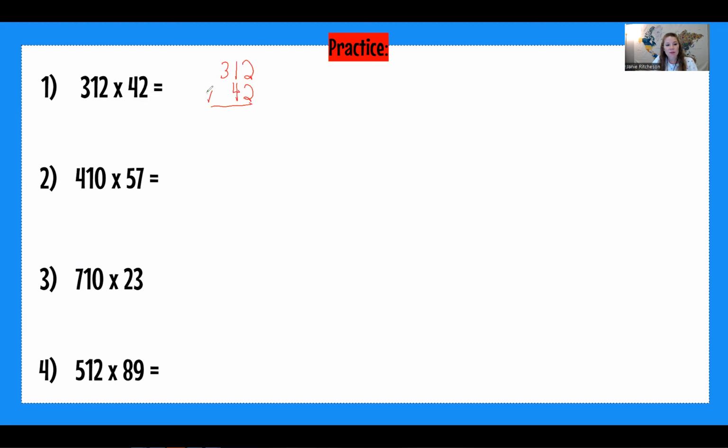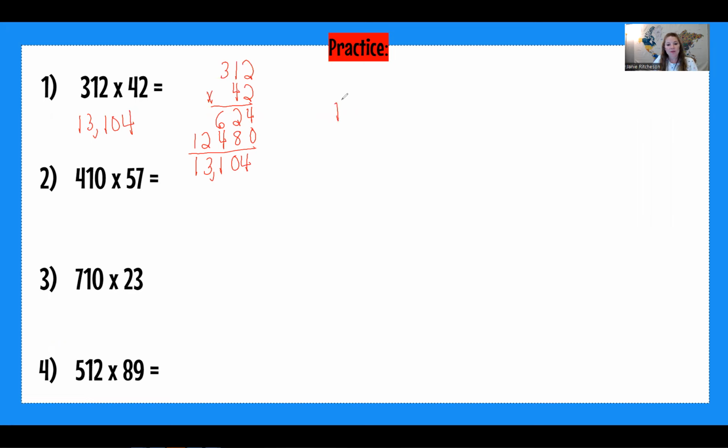2 times 2 is 4. 2 times 1 is 2, and 2 times 3 is 6. To get to the 4, we need to add a 0. 2 times 4 is 8. 4 times 1 is 4. And 3 times 4 is 12. 10, 11, 3, 1. So I got 13,104. I hope you guys did as well. Let me just double check it. 8, 4, 12. Yep, I think that's right.